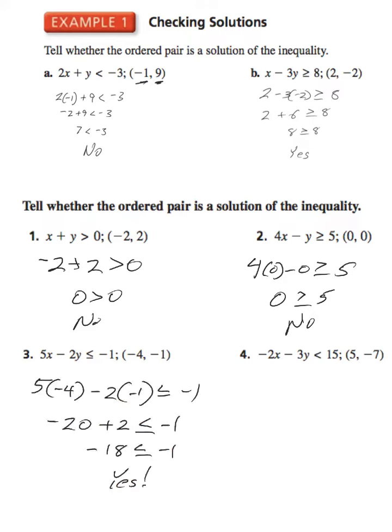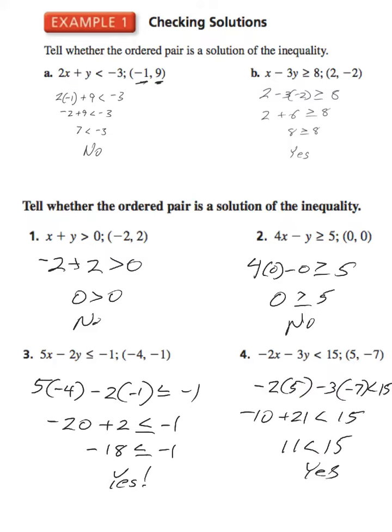Okay, on this one, we finally get a yes. If you plug in the negative 4 and the negative 1, you should have eventually gotten negative 18 is less than negative 1, and that is correct. That is true. Therefore, that point is a solution to that linear inequality. Last one. Let's do it and see if you can pull this one off.